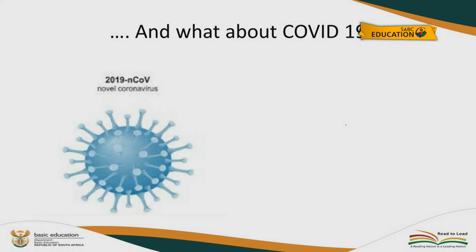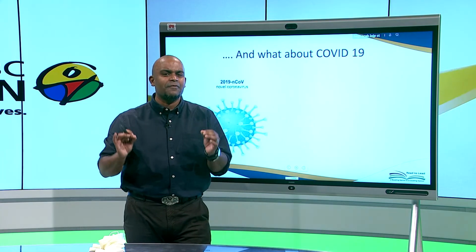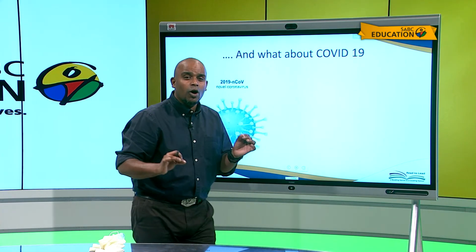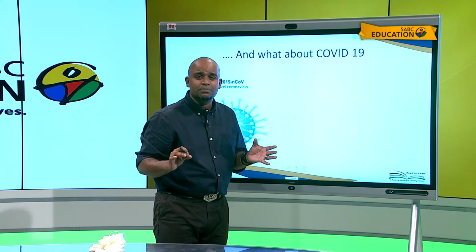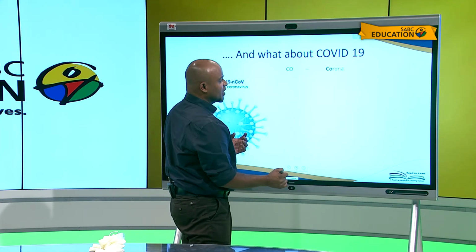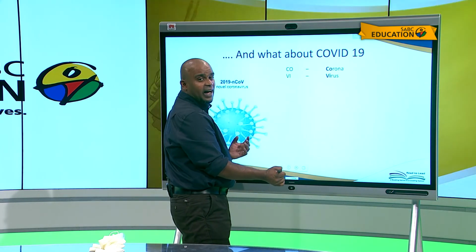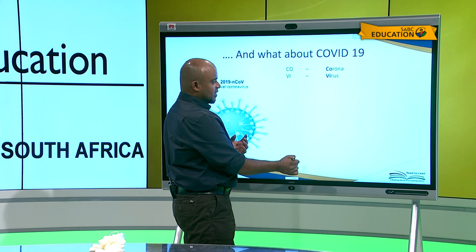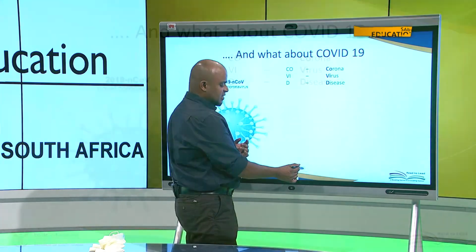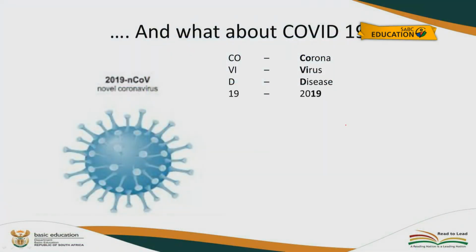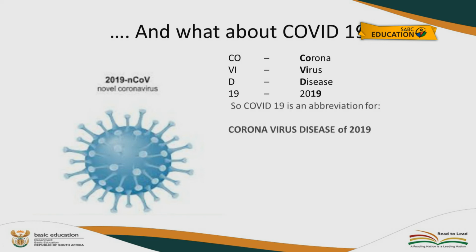So, what about COVID-19? Here's some facts for you to remember. All of us are talking about COVID-19, but what is it? It is actually the CO, which stands for corona, the VI, which is virus, the D, disease, and the 19, obviously, because it was discovered in 2019. So COVID-19 is an abbreviation for the coronavirus of 2019.